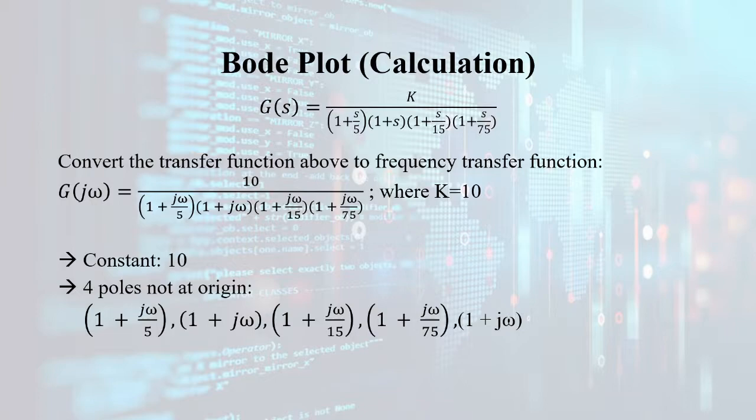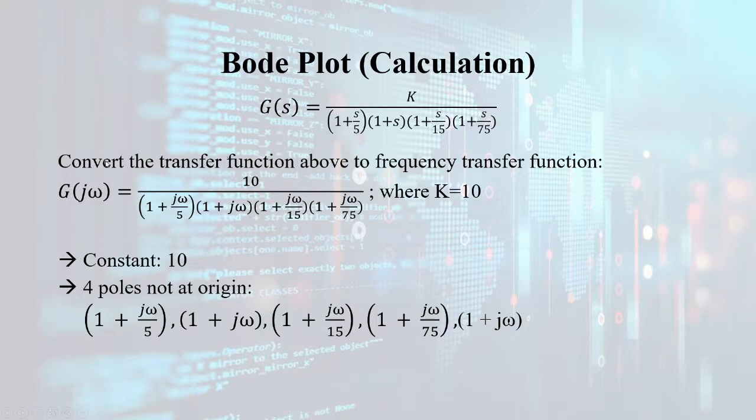Hi, my name is Koay Wei Loon, and today I will talk about the Bode plot calculation for the project. First, this is our transfer function. So the first step is we need to convert the transfer function above to the frequency transfer function, which means we need to replace the s with j omega. So the frequency transfer function is shown in here.